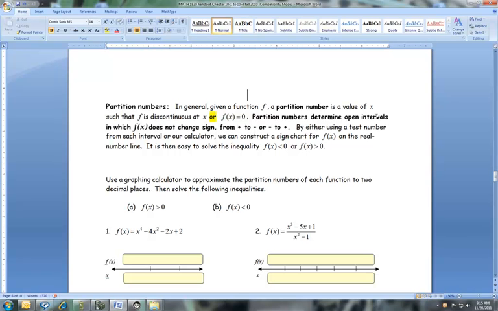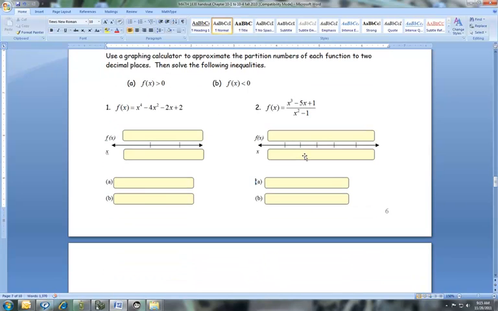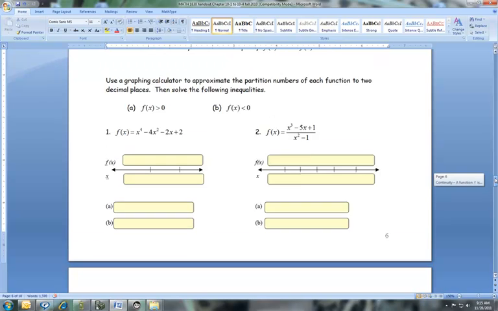Partition numbers determine open intervals in which the function does not change sign from positive to negative or negative to positive. By either using a test number from each interval or our calculator, we can construct a sign chart for the function on the real number line. And once we do that, it's then very easy to solve these inequalities where my function is less than 0 or where my function is greater than 0. So I have got two problems that we're going to look at, and it does say using a graphing calculator, and I'll be getting my graphing calculator up here in just a second.